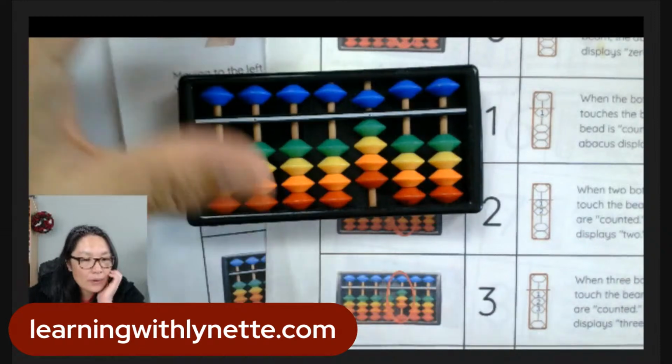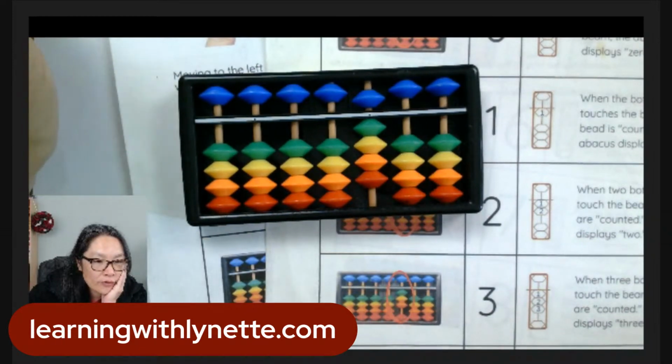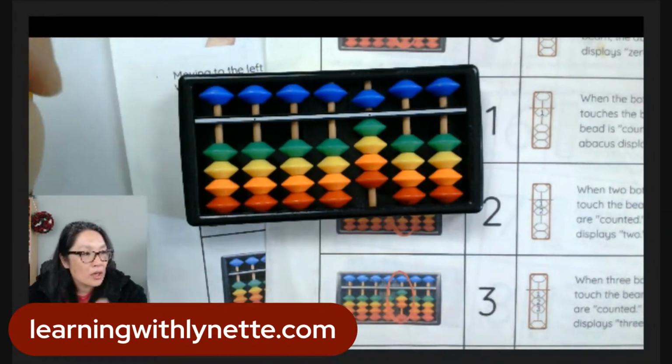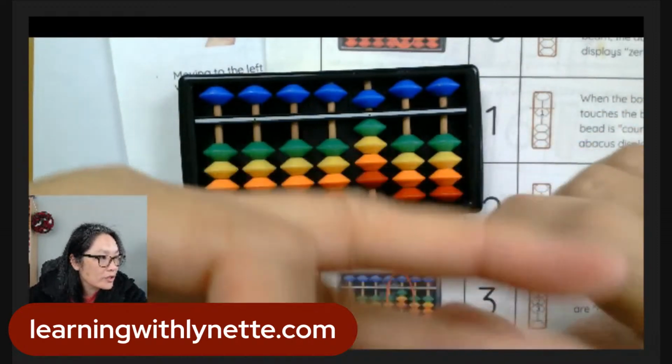Oh, yes. I would love to see some subtraction after reviewing how to read the abacus. Oh, yeah, for sure. We will go into adding, subtracting, multiplication, division.